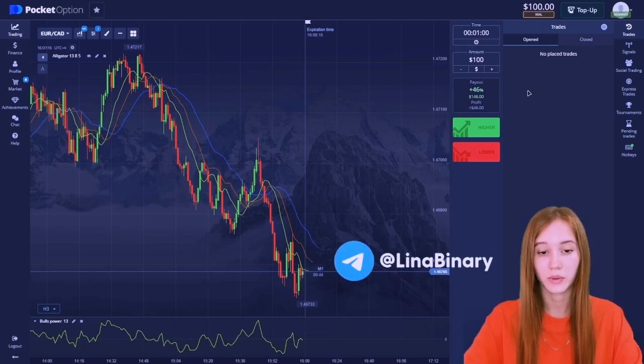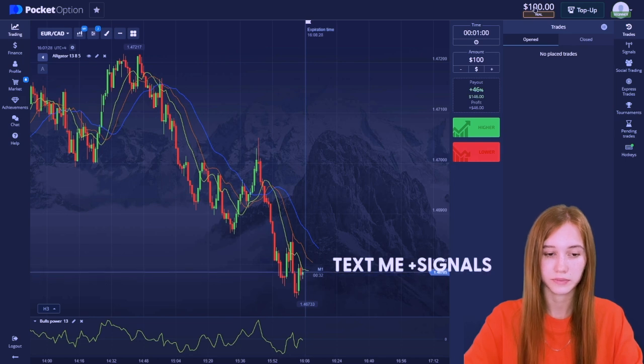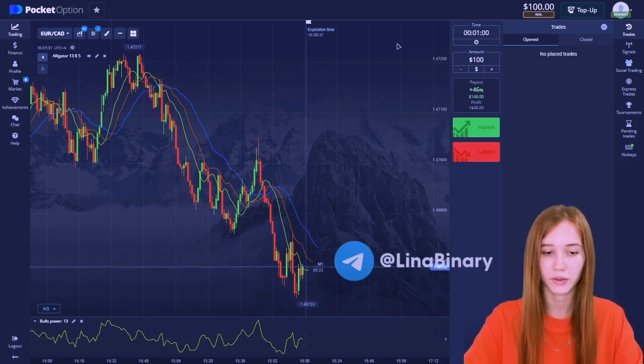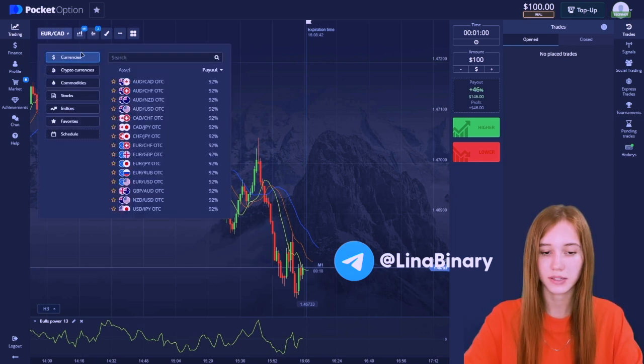So $100, the deal amount for today. There will be minute trades, and let's start our trading. There will be minute trades, as I said. Therefore, we include a minute time frame and candles. We'll select several currency pairs.